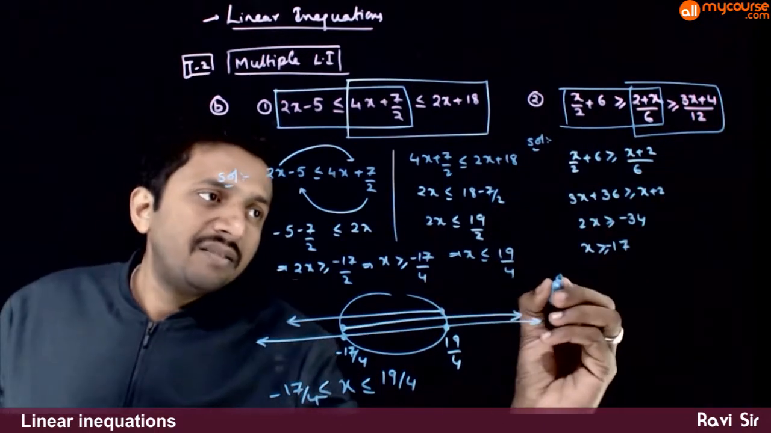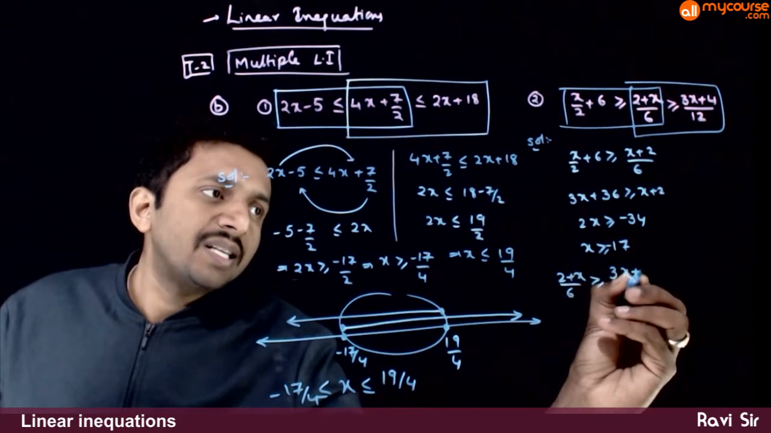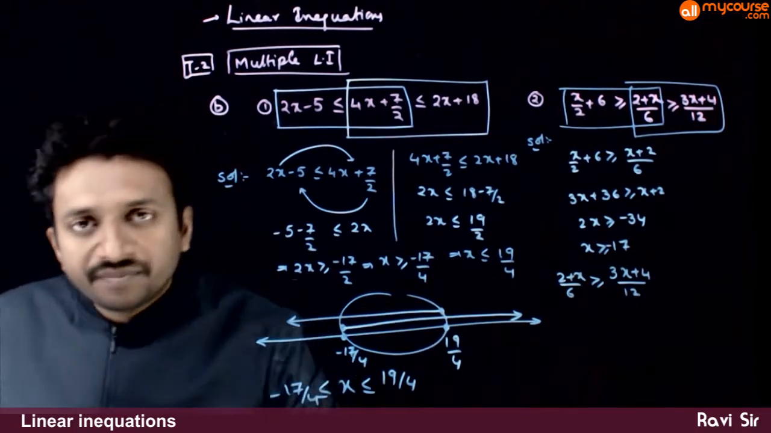Now if you go to the second part, 2 plus x by 6 is greater than or equal to 3x plus 4 by 12.